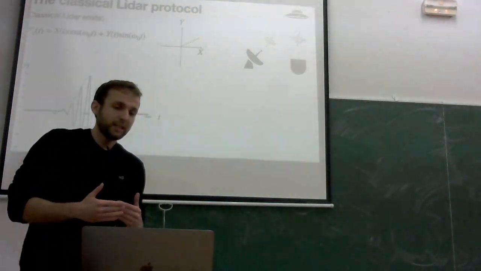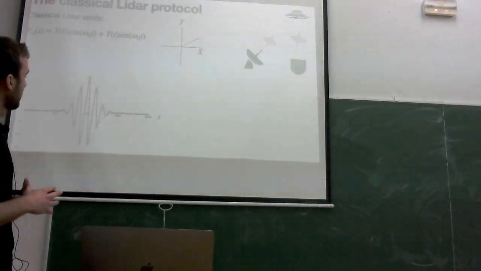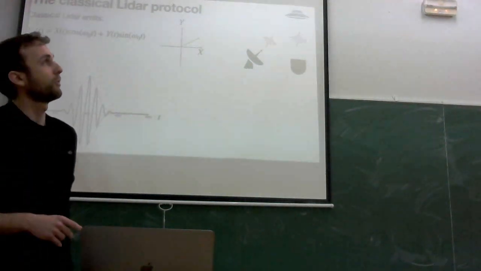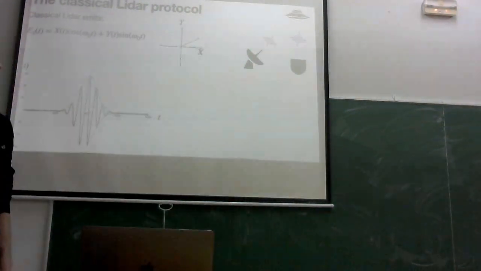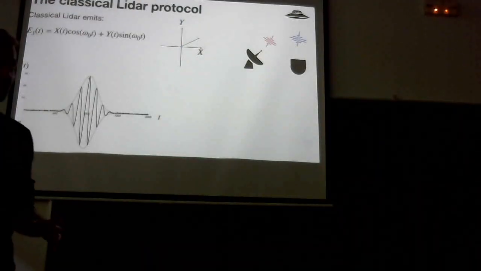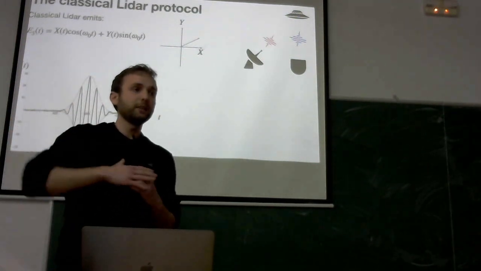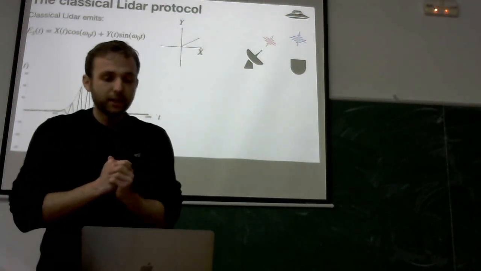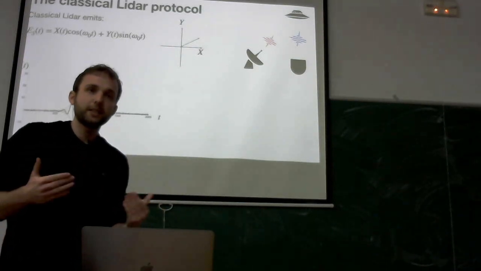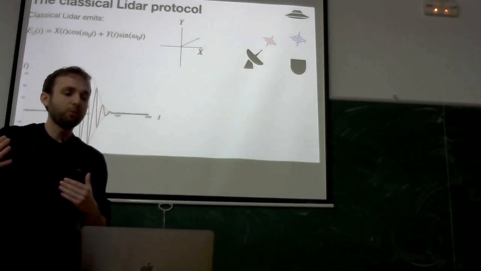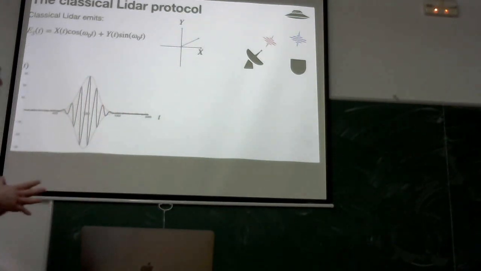So, a classical LIDAR emits, well, maybe we can turn off the light. Yeah. A classical LIDAR emits an electromagnetic signal towards a target, and the electromagnetic signal has some temporal properties, it's a function of time, and usually the signals we use in classical LIDARs can be represented like this here.